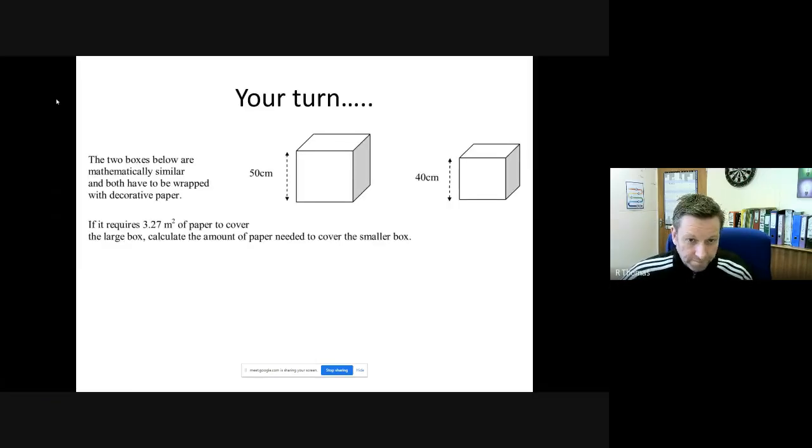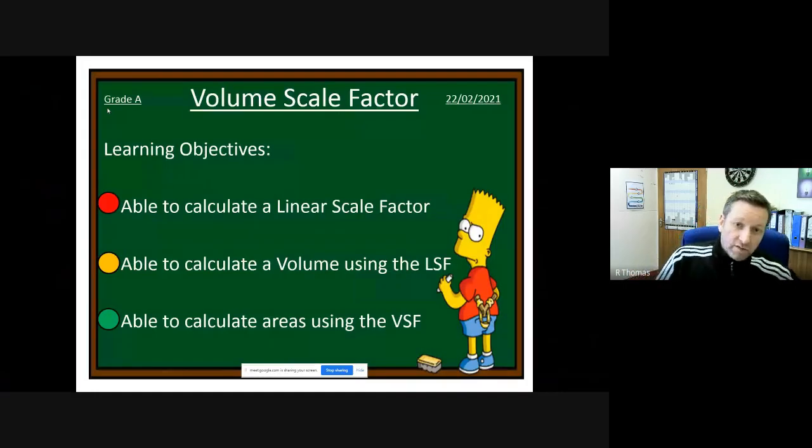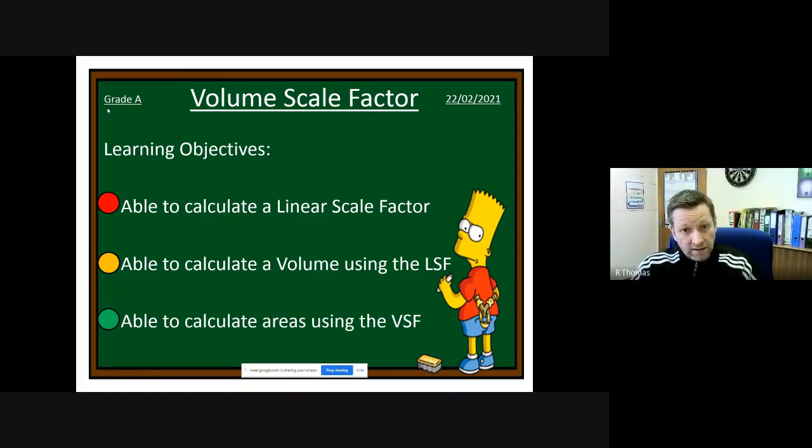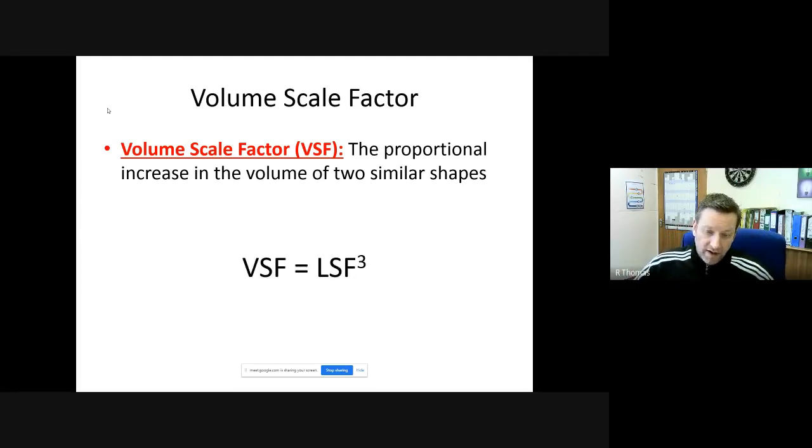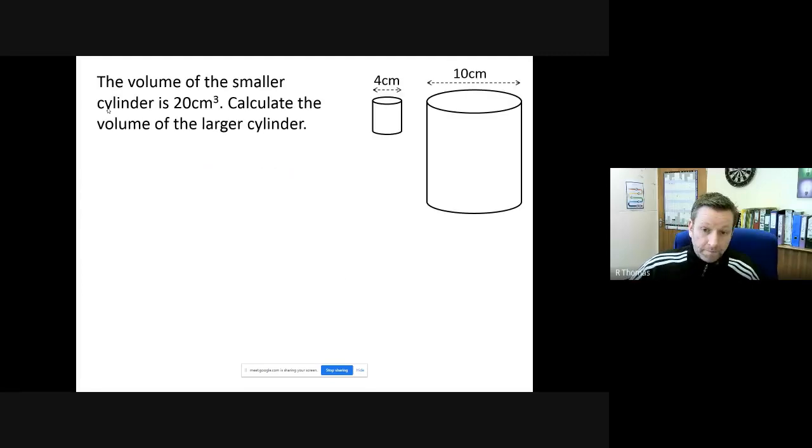Awesome, right. So let's up it a notch now. Then let's look at volume scale factor. I'm sure you've already sussed out how you do it. You get the linear scale factor, and this time you cube it to get the volume scale factor, right? So it's not rocket science, is it? It's the proportional increase in volume of two similar shapes, and it's the linear scale factor cubed, right? So no real difference, just a different button on your calculator. So remember, square it for area, cube it for volume.